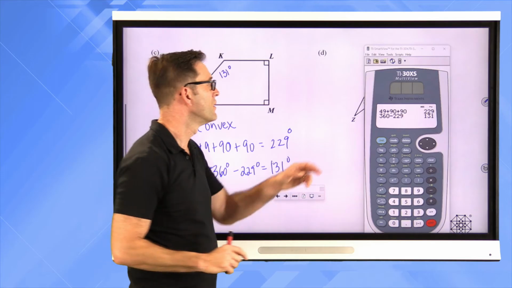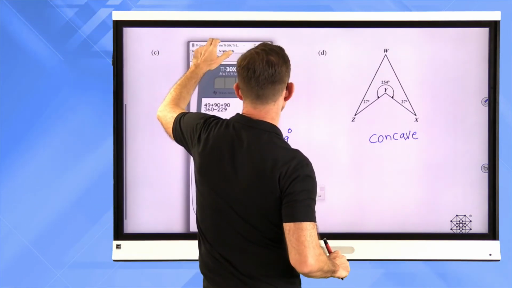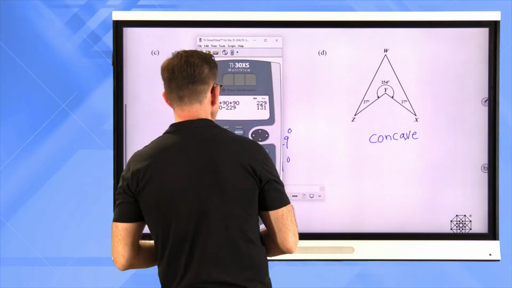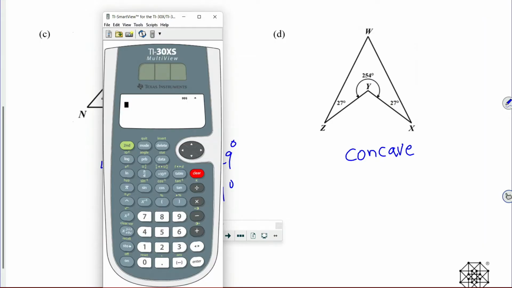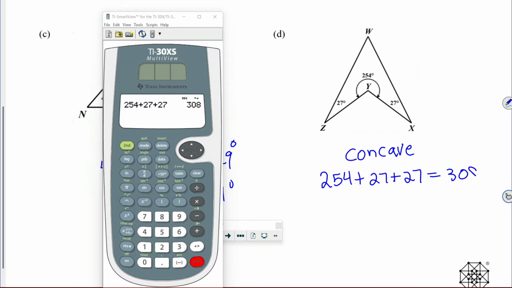Now all we need to do, oh, I think we just had a ladybug friend fly into our frame. All right, now we need to just finish that last one. We already know it's concave. Big value for a reflex angle, 254. Plus 27, plus another 27, gives me a total of 308 degrees. So 254 plus 27 plus 27 is equal to 308 degrees, and now our missing angle will be 360 minus 308 degrees, which I think I can do in my head.